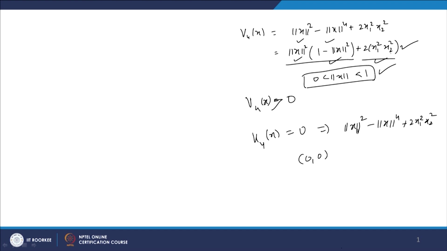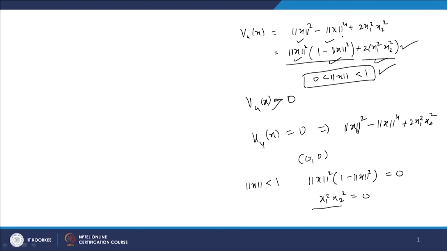So, the sum of the squares will be positive. It means this can be made 0 only if x1 square x2 square is 0 and this term is also 0. So, let me write it here. If norm of x is less than 1, then this will be 0 provided norm of x square into 1 minus norm of x square is equal to 0, and x1 square x2 square equal to 0 simultaneously.